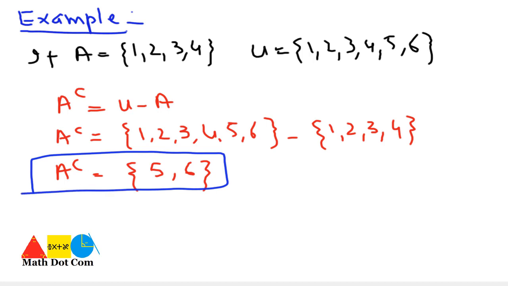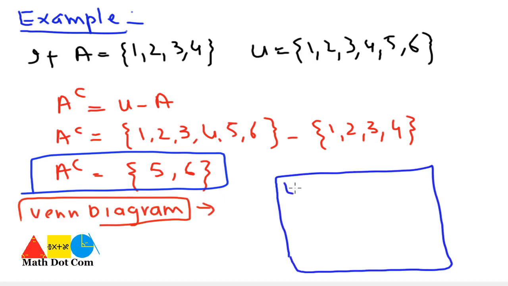Okay. So this is how you can find the A complement. Let's draw its Venn diagram. How you can represent it through a Venn diagram: this is a universal set that consists of 1, 2, 3, 4, 5 and 6, and we will draw A here.